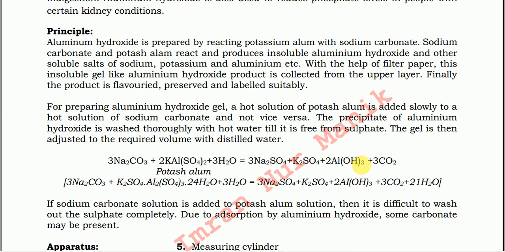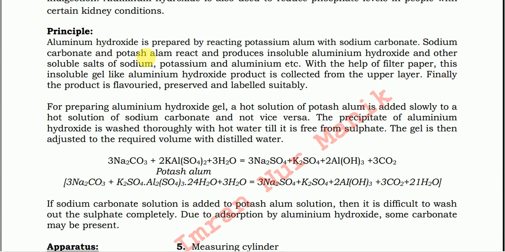Then the dried portion is weighed out, and after weighing, we have to calculate the yield value. Now let's have some principle. Let's read the principle. Aluminum hydroxide is prepared by reacting potash alum with sodium carbonate.